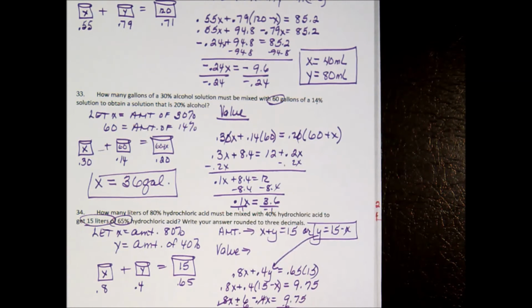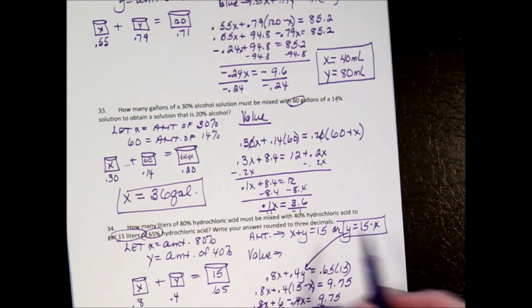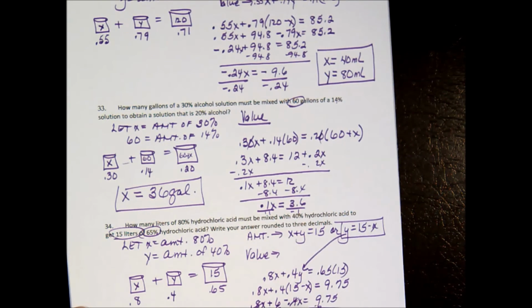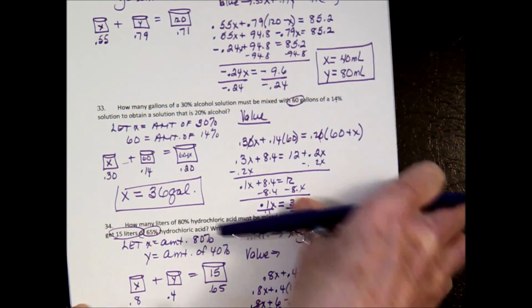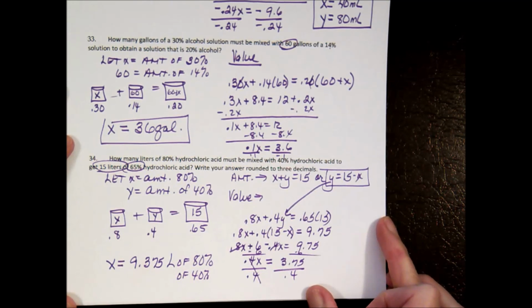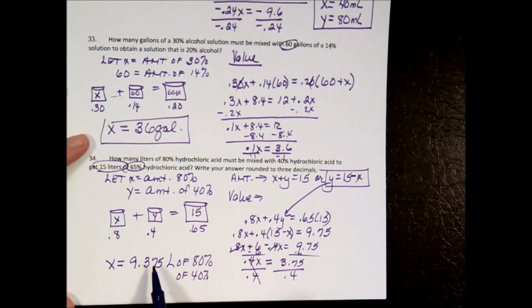Now this doesn't go evenly, and it says round it to 3 decimals. So in your calculator, that should be real easy to do. You're going to get 9.375 liters of 80%. And then we have to know how much of 40%. It would be good if you could see this, wouldn't it? Sorry about that. Of 40%, it's going to be 15 minus 9.375, which is about 5.625 liters of 40%.